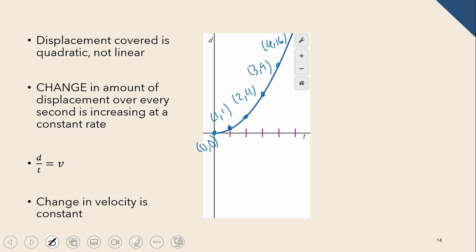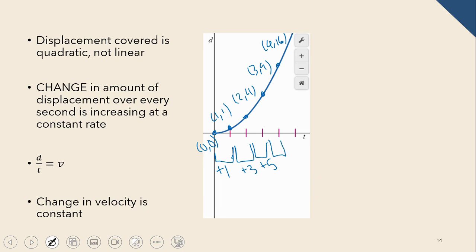Now, you might recognize this. This is a parent graph for a quadratic. But what we're going to do here is we're going to mark out the amount by which the displacement has increased over each second. So what I mean by this is, let's say between 0 and 1 seconds. By how much has the displacement increased? By 1 meter. Now between 1 and 2 seconds, by how much has the displacement covered increased? That's by 3 meters. Between 2 and 3 seconds, that's 5 meters, 9 minus 4.